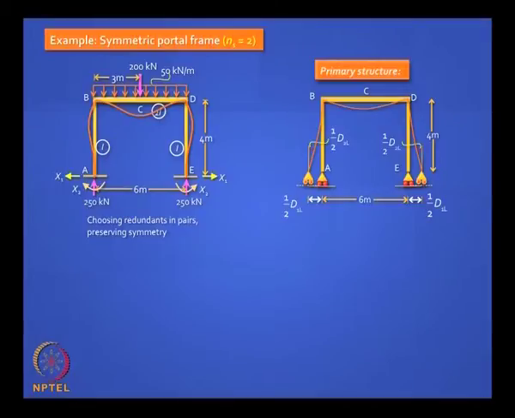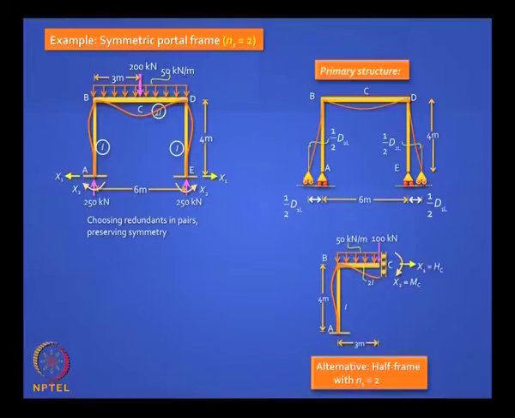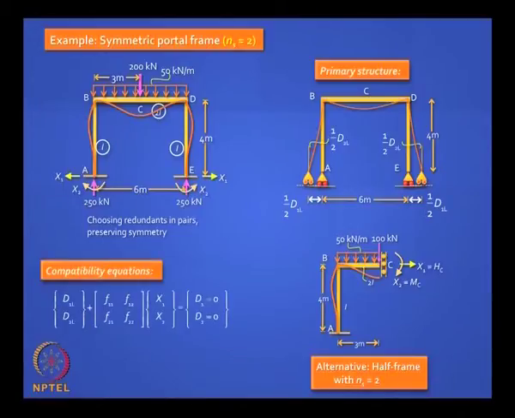Is it clear? This is one way of doing it, but you can also cut it in the middle at C, and the appropriate boundary condition would be a guided roller support. Why? Because it is free to deflect there, there is no shear transfer possible there. When you cut it into 2, that constant load 200 kilonewton should also get cut into 2. 100 kilonewton comes on the left side frame and 100 kilonewton on the right side frame. Here clearly there are only 2 unknowns, you can make it into a cantilever. So, there is another way of doing it.